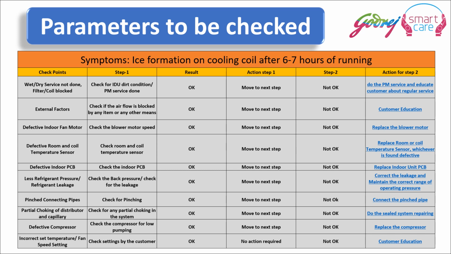In case of pinching of connecting pipes, we have to check the pinching and correct the pinched pipe. Then check the partial choking of distributors and capillary, and check for any partial choking in the system. In case it is okay, we have to move to the next step, or we have to again do the sealed system repair.